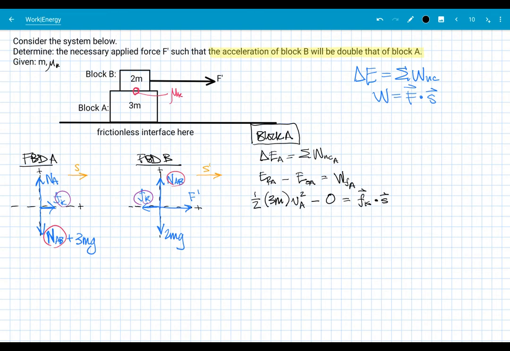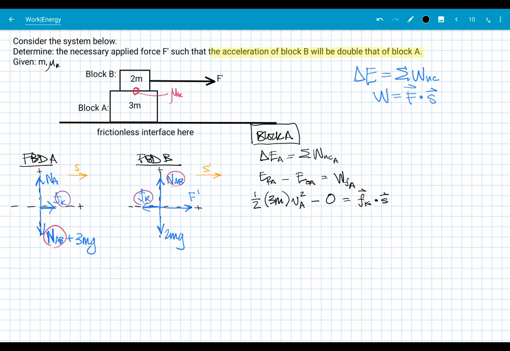Okay, great. So I'm going to call the displacement for block A S, and I don't know if you noticed it when we were doing the free body diagrams, but I'm calling the displacement for block B S prime. So notice they're not moving together, right? These blocks are not stuck together. They have different accelerations. They're going to have different displacements as well. So we need to keep track of that in our notation.